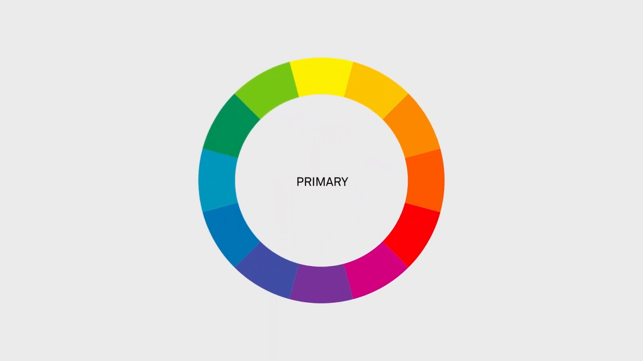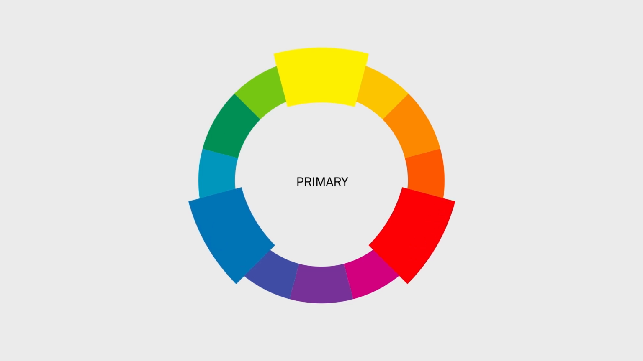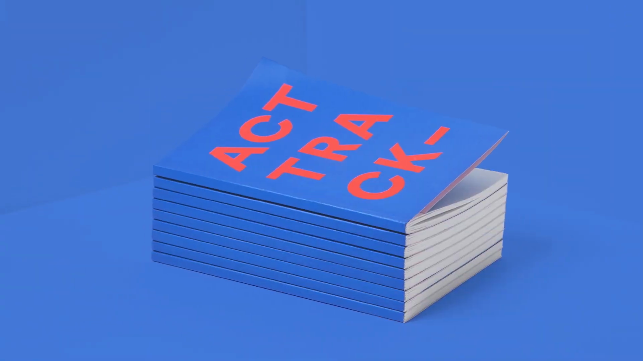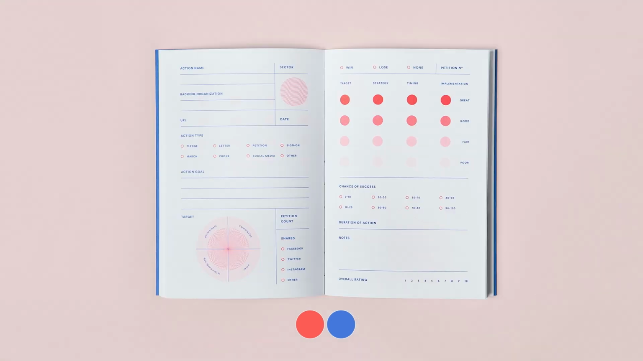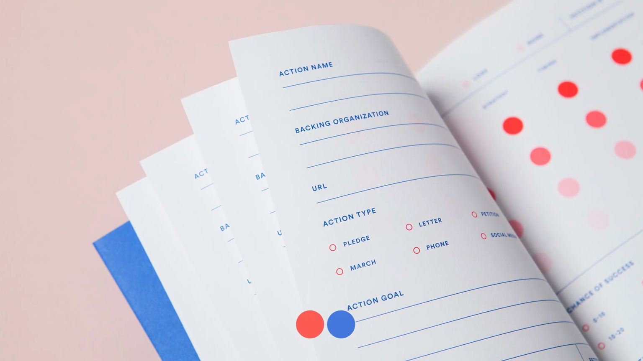Now, let's look at the differences between primary, secondary, and tertiary colors. Primary colors are the most pure form of a color and cannot be obtained by mixing. These are yellow, red, and blue. We used primary colors, red and blue, in our designs for the ACTRAC project, a journal that helps people track the issues they support in order to express the energy, impact, and boldness of meaningful action.